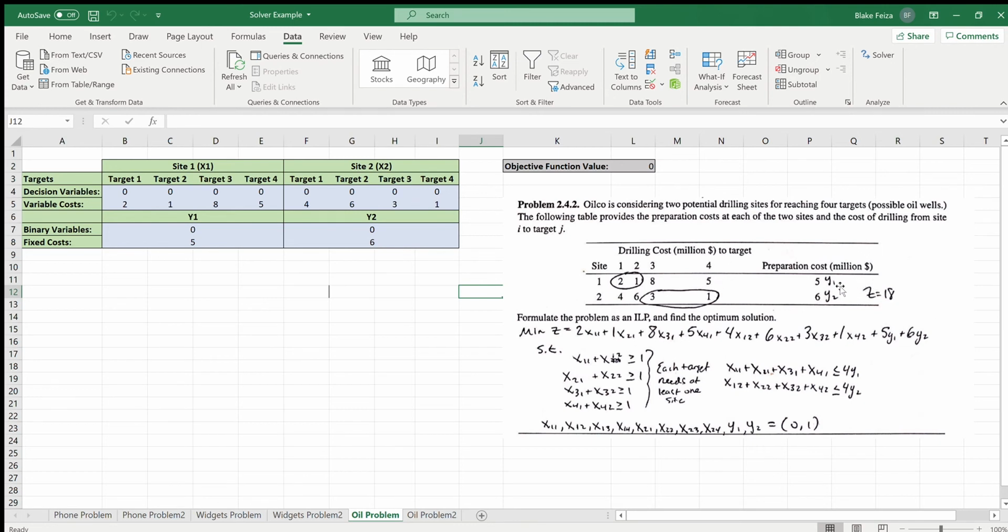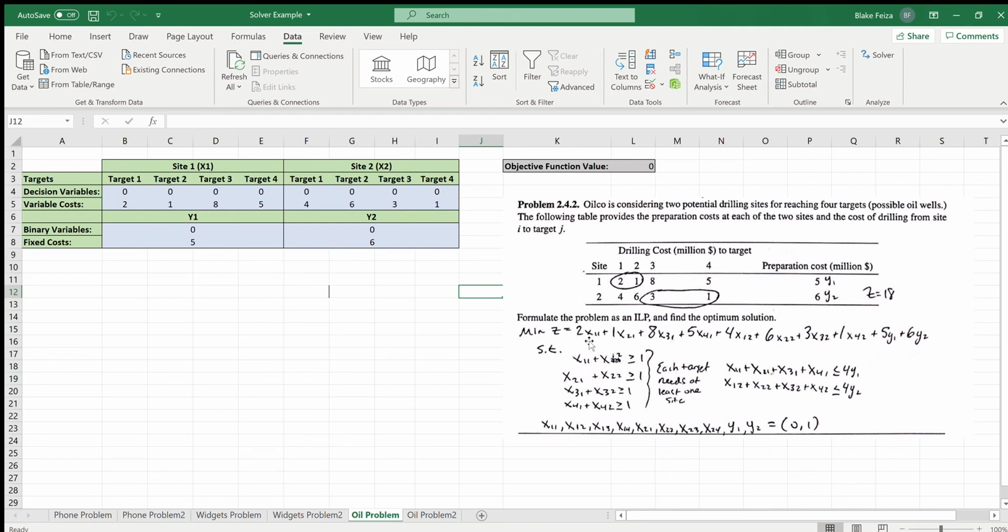And then we also have the prep costs for these sites. So we have $5 million for site 1, $6 million for site 2. So then forming the problem down here, we're again just minimizing cost, and I kind of used matrix notation here to indicate which coefficient we're talking about here.